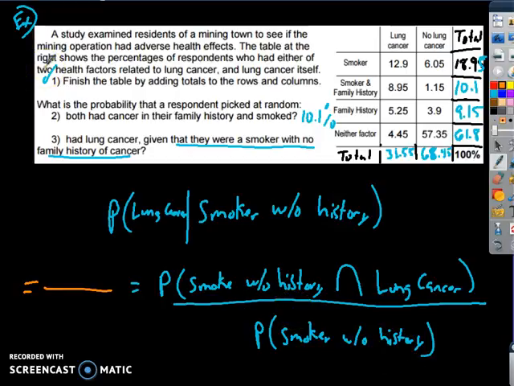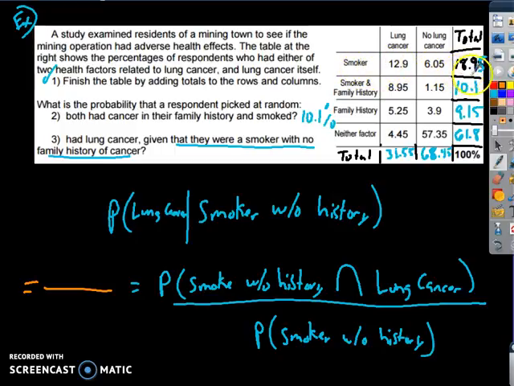All right, so let's figure out what we can here. The bottom of the bracket says smoker without history. So this is the row of all the people who smoke with cancer and without cancer, and these are the people who smoke with no family history of cancer. So we're not talking about these people who have family history of cancer, or about people who have neither factor. We're talking about just people who smoke and don't have a family history of having cancer.